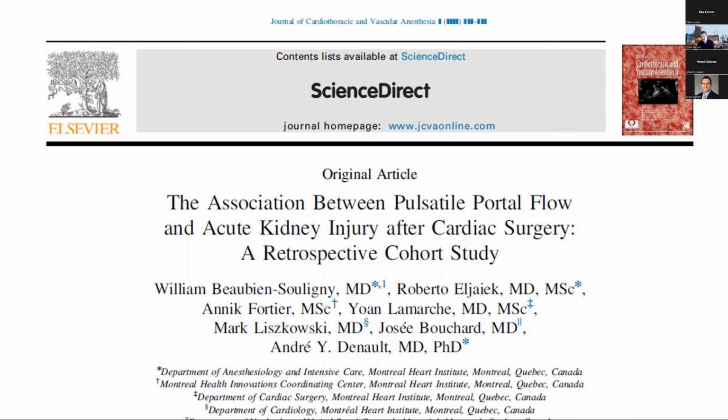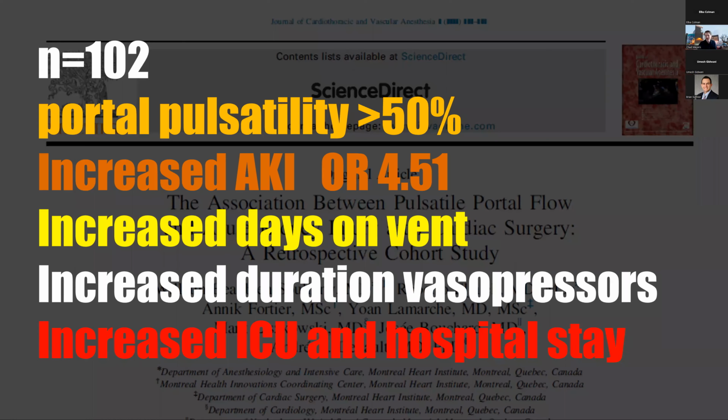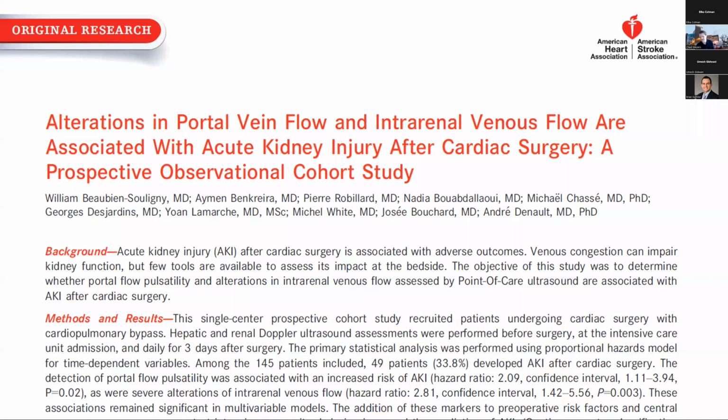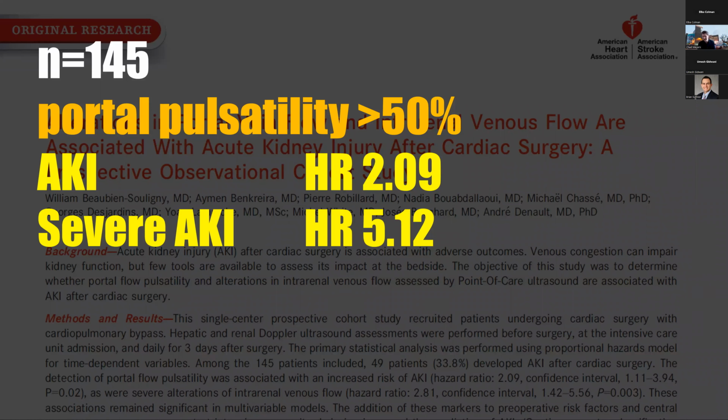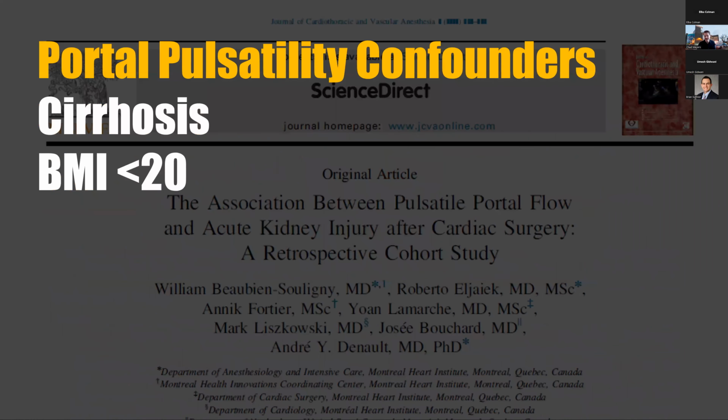Andre Denault and his group out of Montreal has been looking at this for years in cardiac surgical patients. It started with a retrospective cohort study of 102 patients, which found that portal pulsatility of greater than 50% was associated with increased risk of AKI, increased days on the vent, increased duration of vasopressors, and increased ICU and hospital length of stay. Followed up with an observational study, 145 patients again post-CABG, and they found again portal pulsatility over 50% associated with AKI and severe AKI.